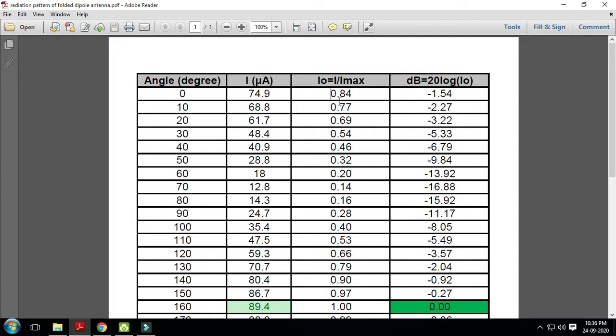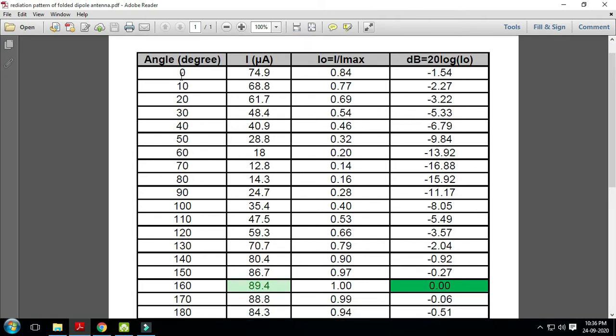Now after that we do this calculation. The calculation is dV is equal to 20 log I0. So this is our dV readings. Now our job is to plot angle versus dV. So angle is already there and dV we have calculated. To plot this data, angle versus dV, we need a polar plot.